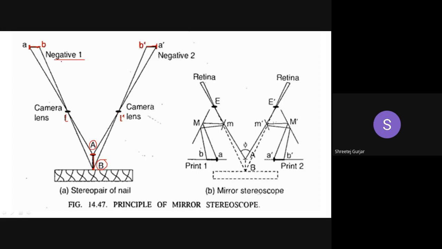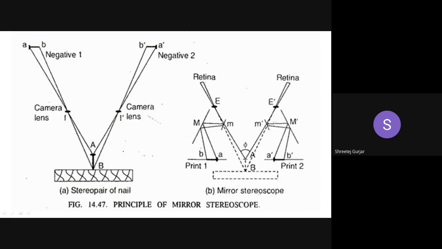So this is the first photograph or first negative, and this is the second photograph or second negative taken from the right side. Left side and the right side, not exactly from the center. You take one photograph from the left side and one photograph from the right side. So this is the first figure, which is a stereo pair of a nail. That is how you take the photographs.